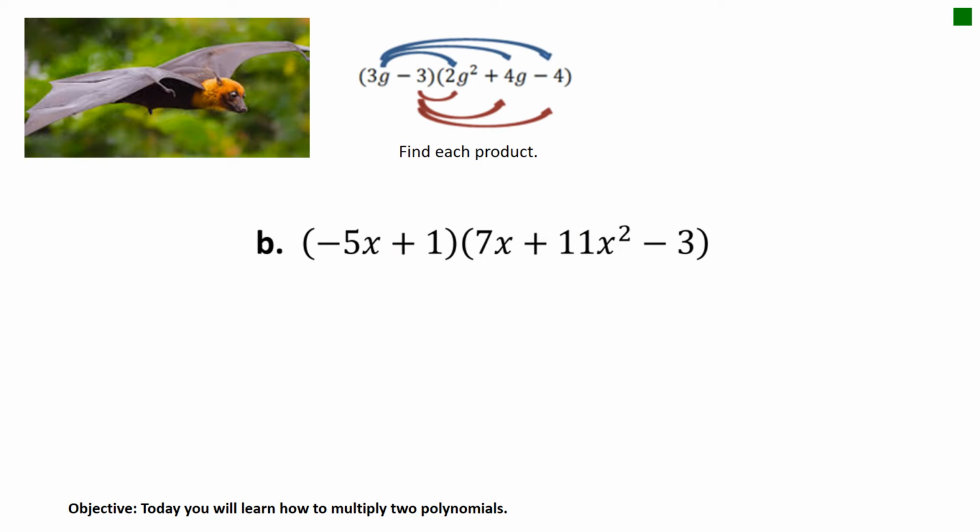All right, here's another one. Oh, look at that guy. He's got like a red head. He looks like a fox bat.